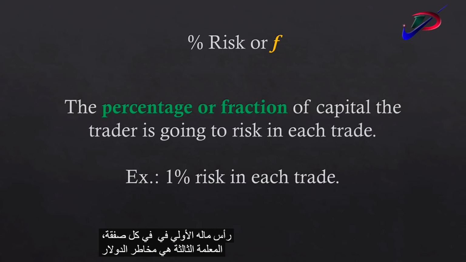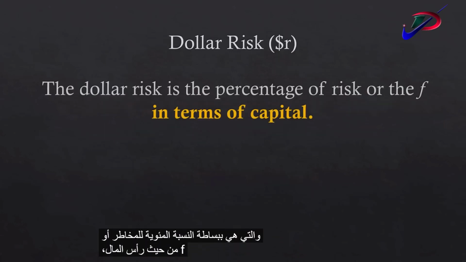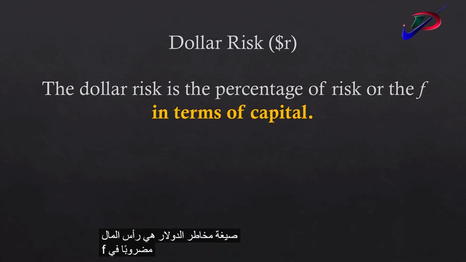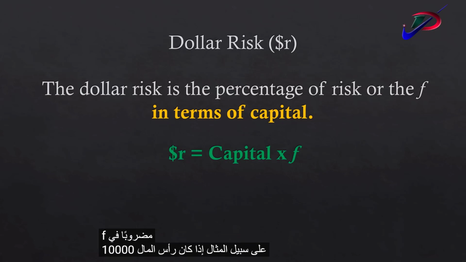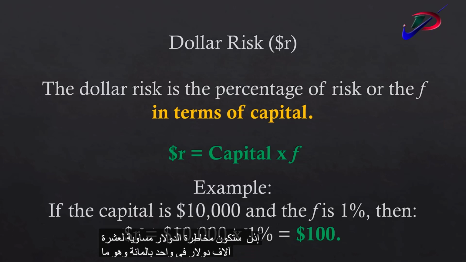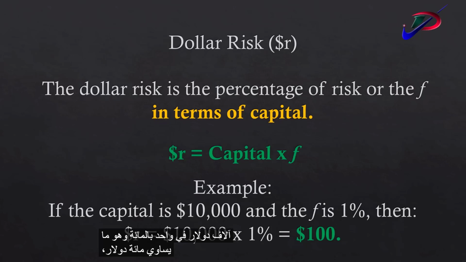The third parameter is the dollar risk, which is simply the percentage risk, or the F, in terms of capital. The formula for the dollar risk is capital times F. For example, if the capital is $10,000 and the trader sets the F at 1%, then the dollar risk will be equal to $10,000 times 1%, which equals $100. That means the amount of money you can lose in each trade is equal to $100.